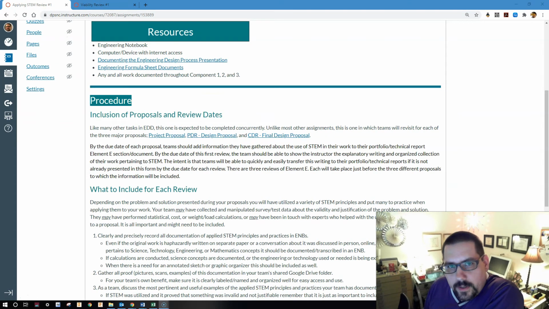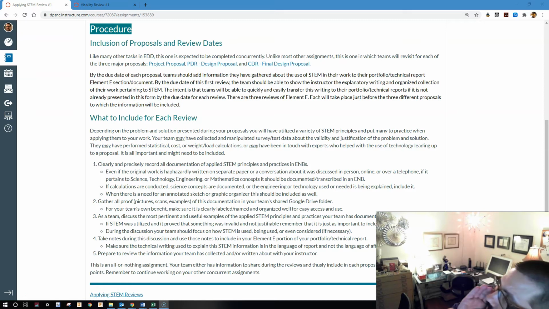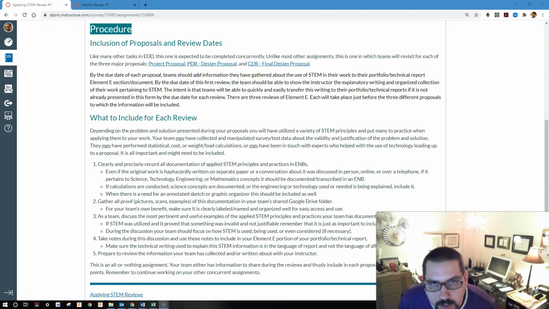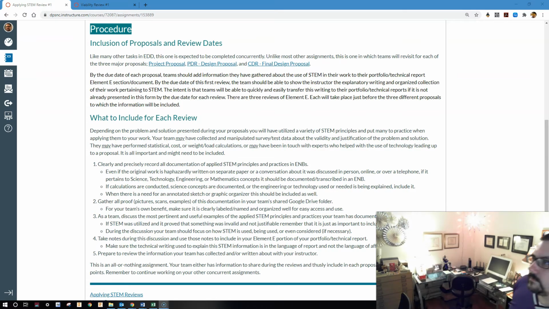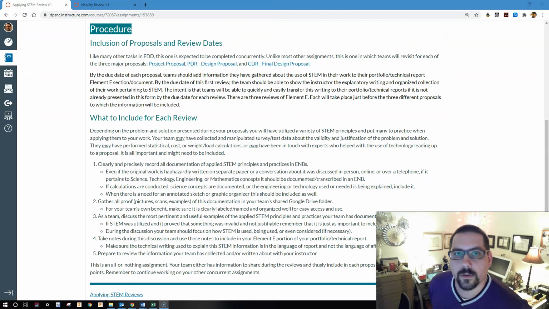Procedure. This part's all about the inclusion of proposals and review dates. Like many other tasks in EDD, this one is expected to be done concurrently. Unlike many of the other assignments in this course, this one is one in which your team will revisit multiple times, one for each of the big proposals that you have to provide a presentation for. Project proposal, the PDR design proposal, and of course, your critical design review, your final design proposal.